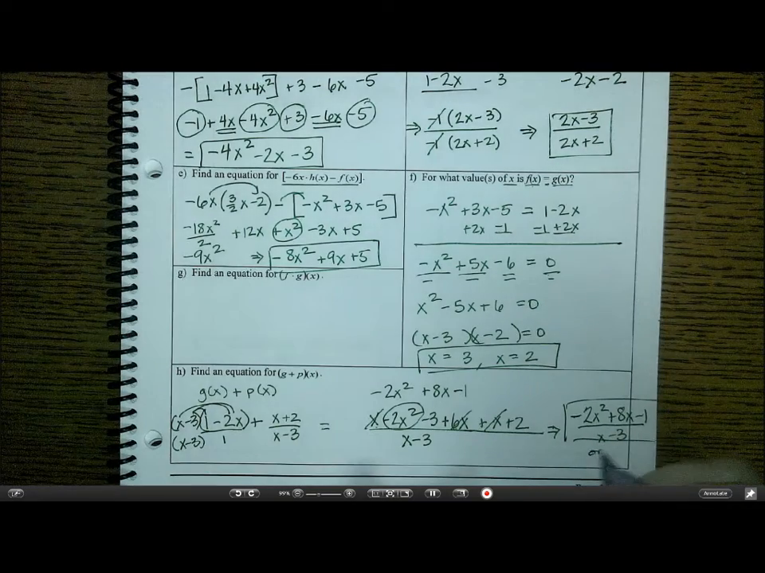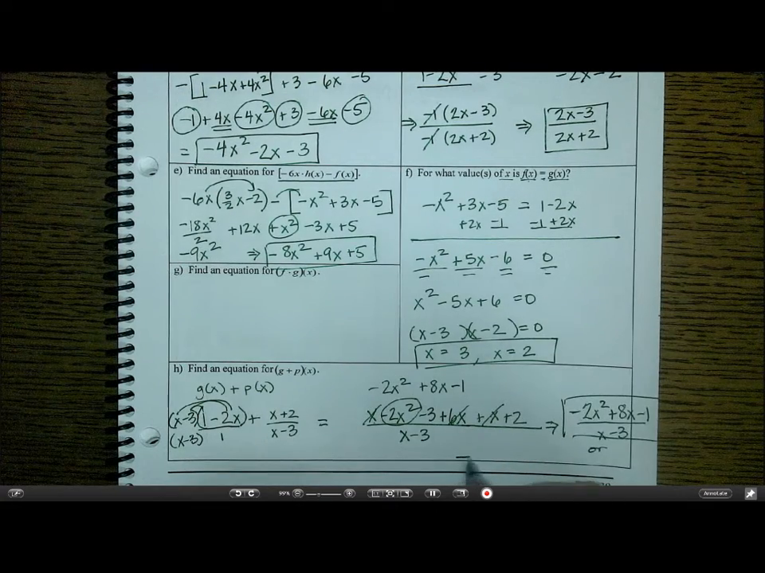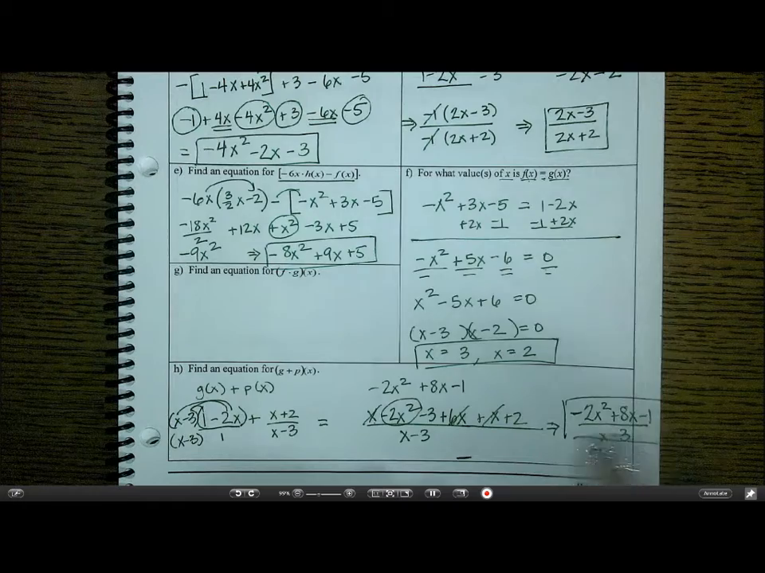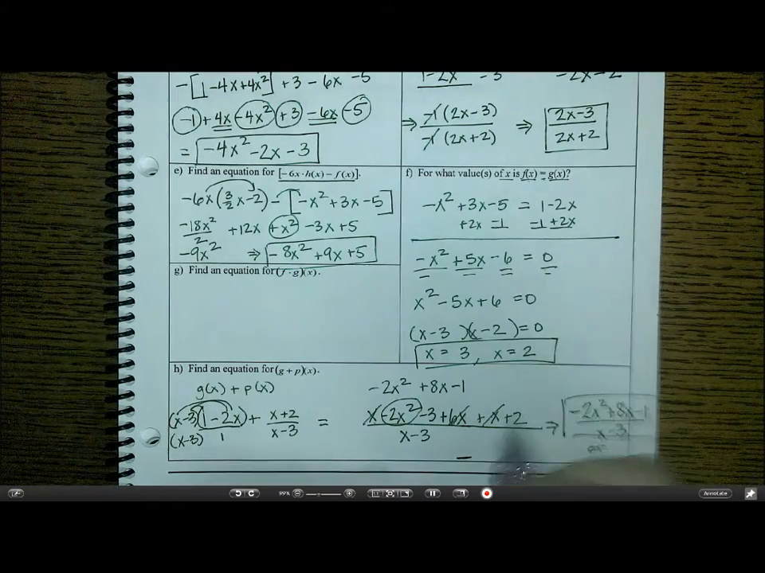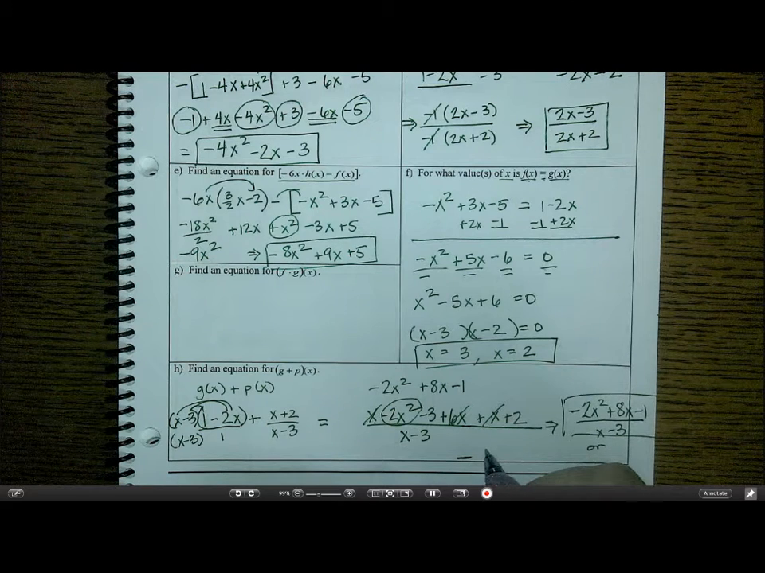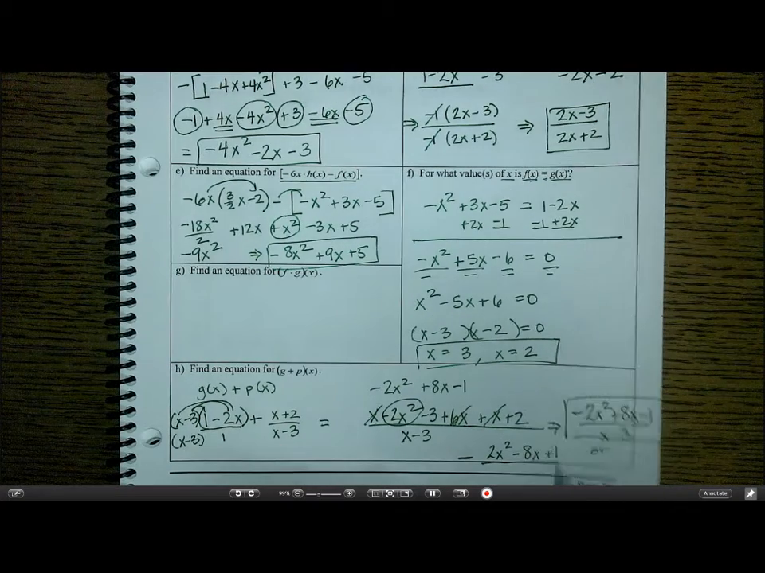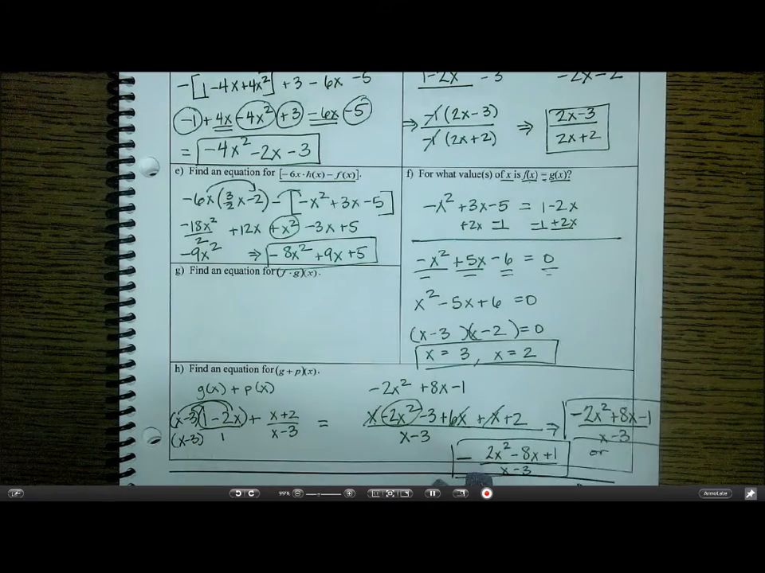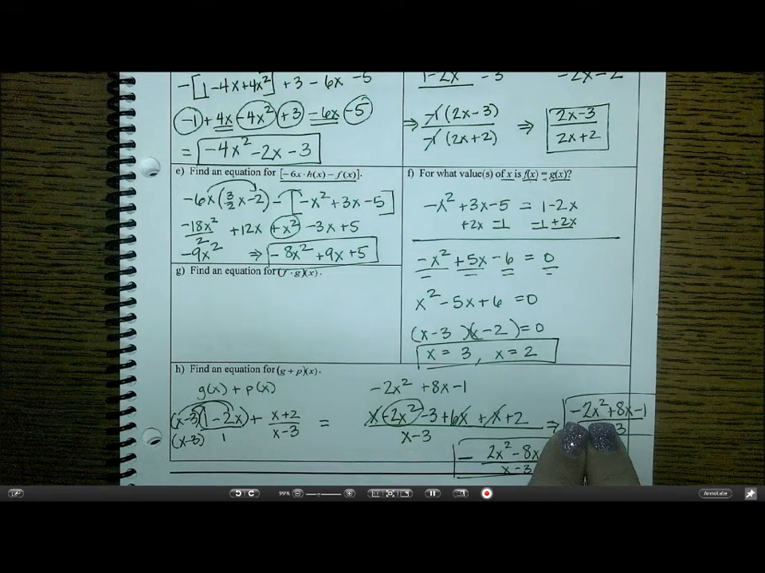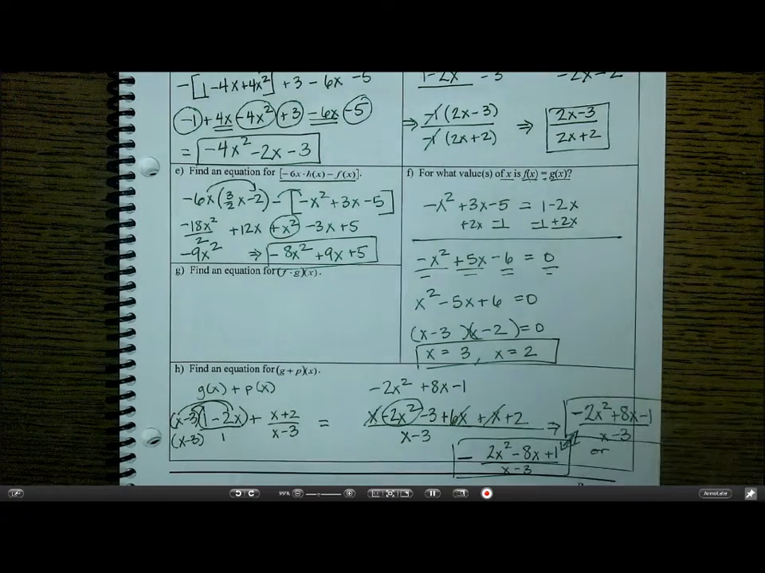Or I can take this negative out and put it off to the side. If it's off to the side, everybody changes up here. That's like factoring out a negative 1. So I would have 2x squared minus 8x plus 1 all over x minus 3. But the negative would be off to the side. Here, the negative is only with the x squared. These two things are equivalent.